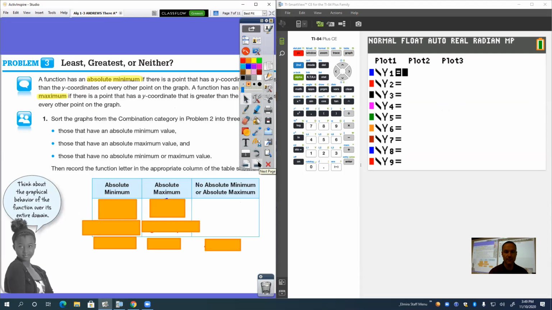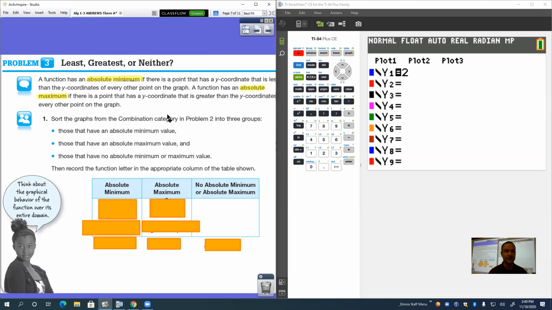The absolute minimum and absolute maximum. The absolute minimum is the lowest point on the graph. The absolute maximum is the highest point on the graph. So we end up with parabolas, curves like U shapes or V shapes, or like N type shapes with a curve on it. So an upside down U. So we have absolute minimums and absolute maximums.